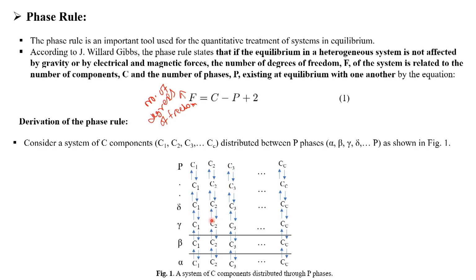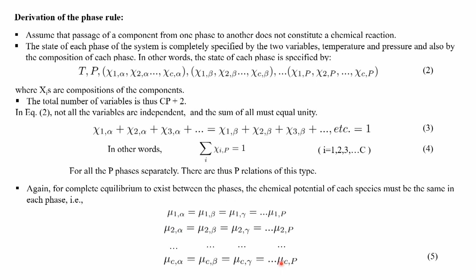You can see that component 1 can be present in all phases like alpha, beta, gamma, delta and so on. Similarly, component 2 is also present in the alpha phase, beta phase and so on. Assume that the passage of a component from one phase to another does not constitute a chemical reaction. This is very important. There is no chemical reaction going on, only the phase transition is taking place. The state of each phase of the system is completely specified by the two variables temperature and pressure, and also by the composition of each phase.